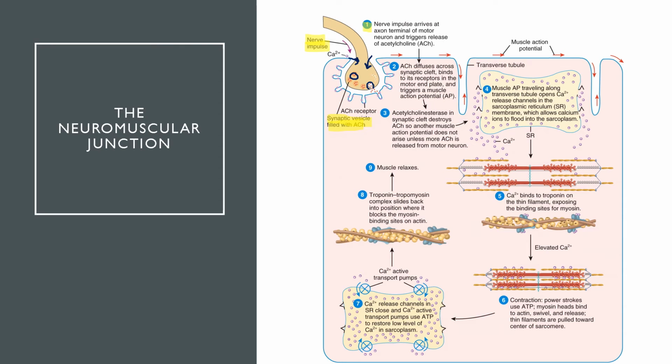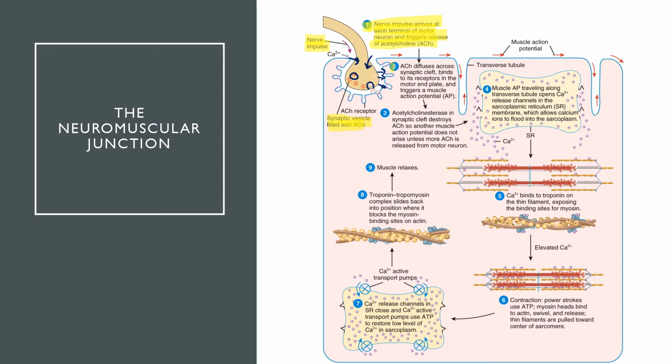Now these acetylcholine molecules will cross the synaptic cleft. So they cross this whole cleft here, and they reach the motor end plate. So essentially that's all that's happening with step 1 here. The nerve impulse arrives at the axon terminal and triggers the release of acetylcholine.